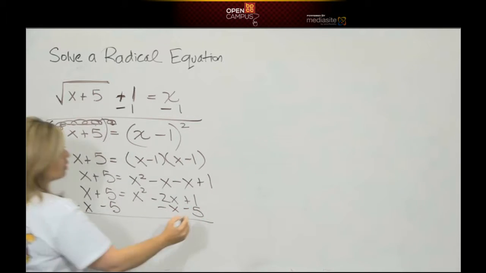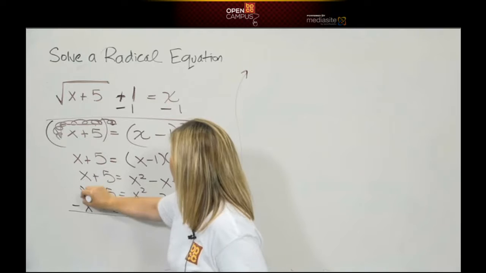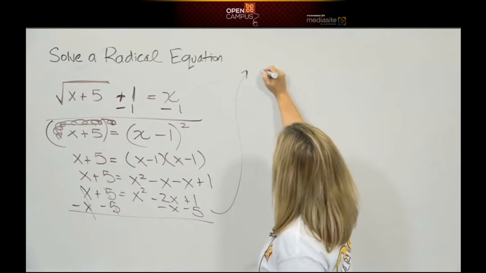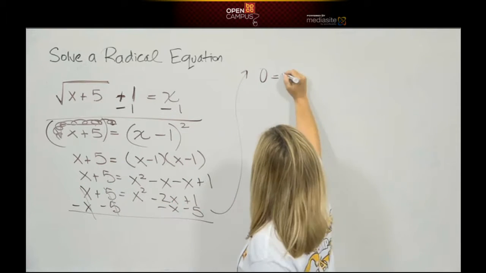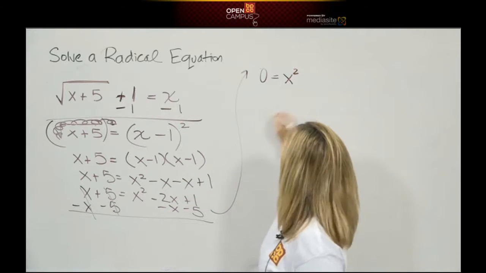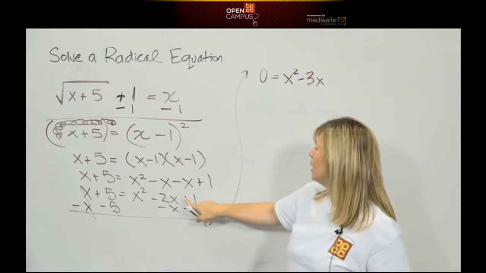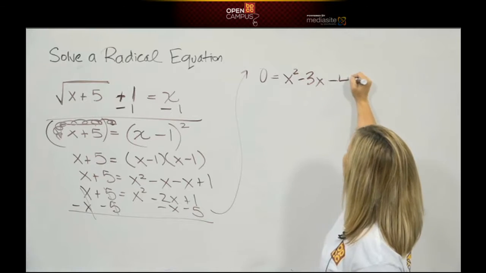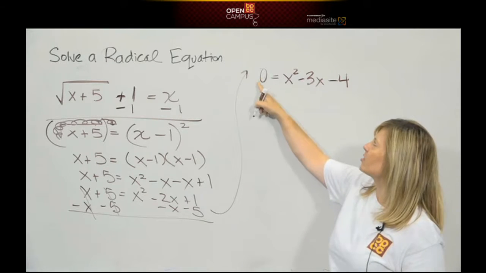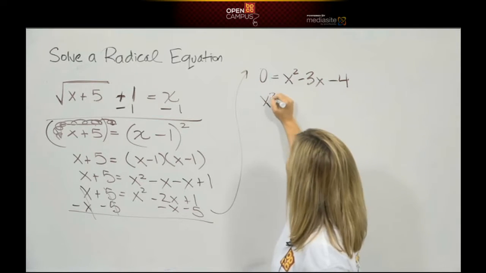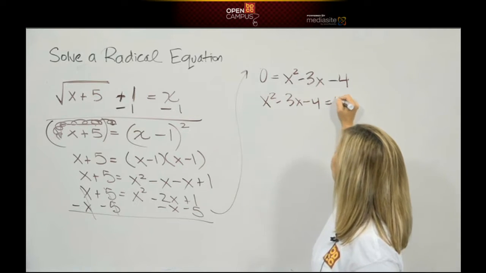So everybody look, here comes my new equation. This is going to cancel. That's going to give me 0 equals x squared minus 2x and minus x is minus 3x. Positive 1 and negative 5 is negative 4. Now, if you don't like the 0 on the left, you can rewrite it and put it on the right.